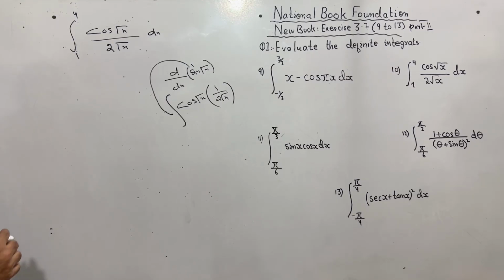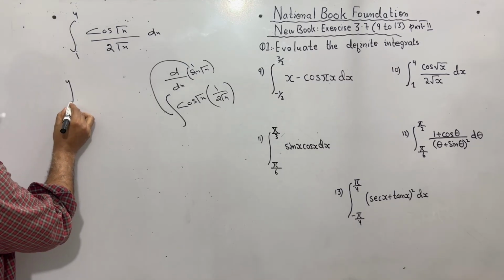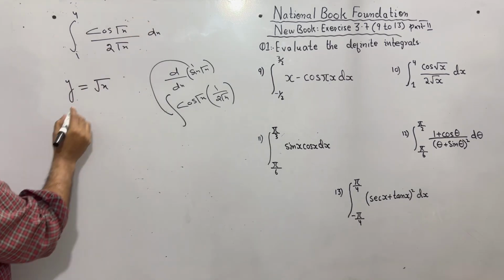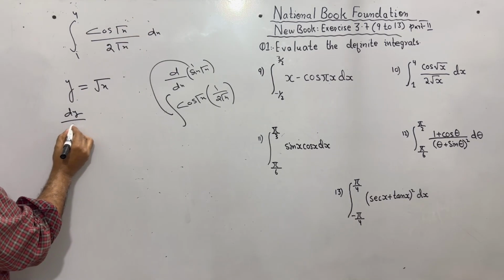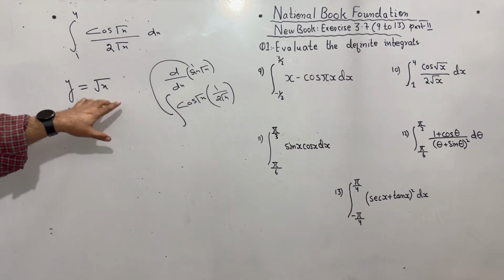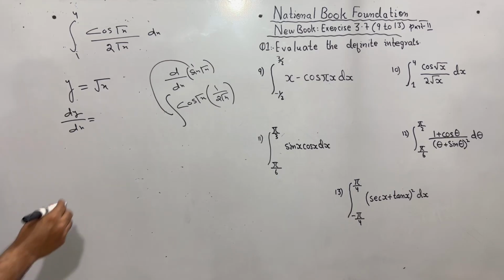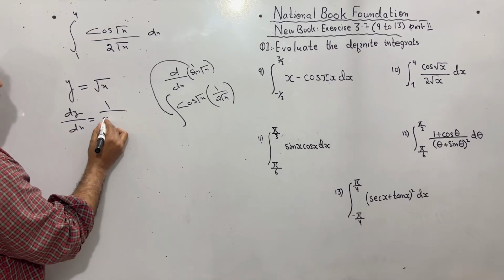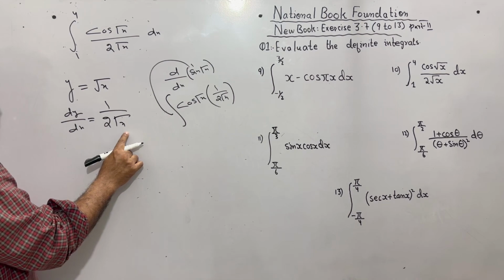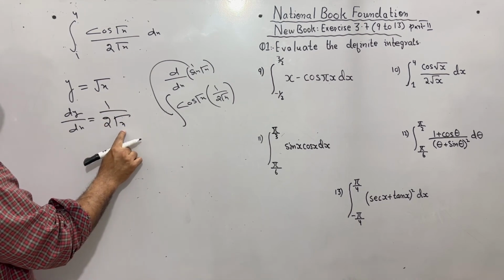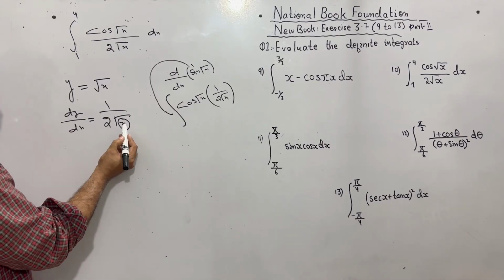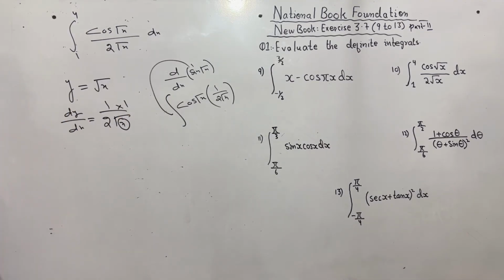If you are still facing some difficulty, then take the substitution y is equal to root x. Differentiate with respect to x, dy over dx. I used to teach students how to differentiate a square root. Whatever is in the square root, write 1 over 2 times the square root, and whatever lies inside the square root, its differentiation must be written in the numerator.